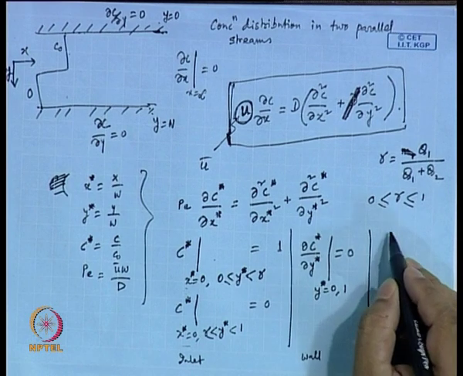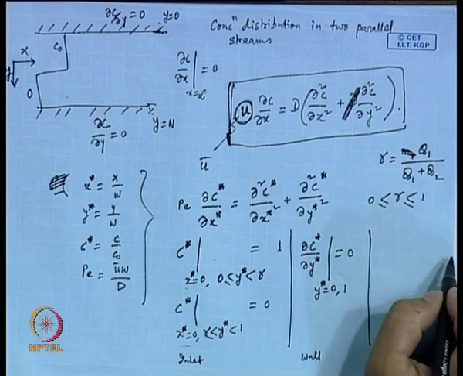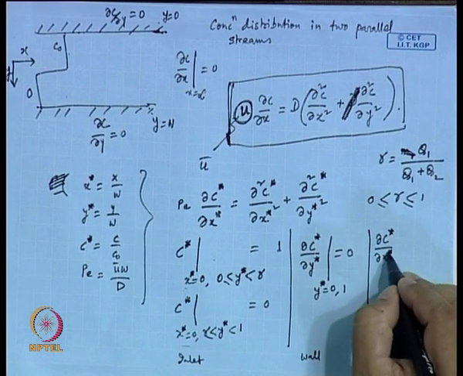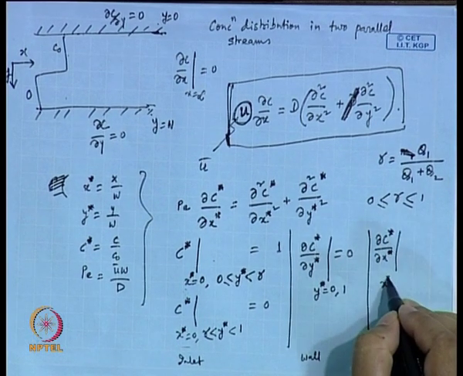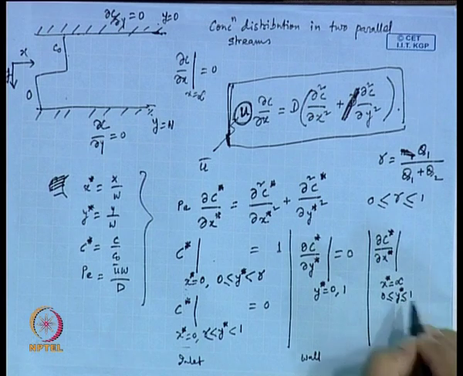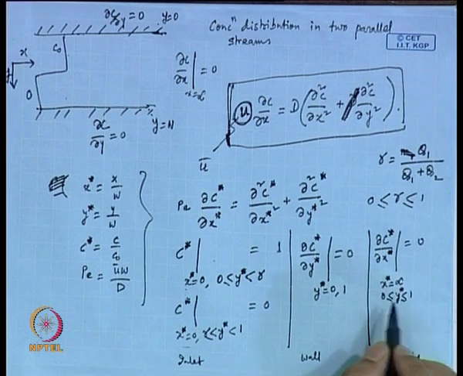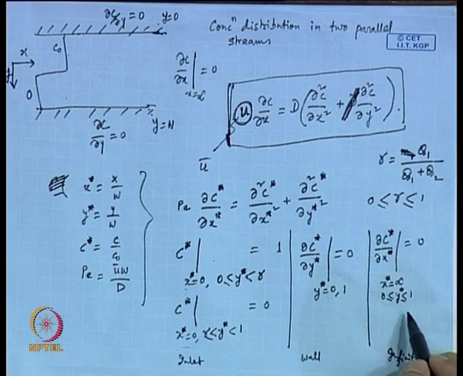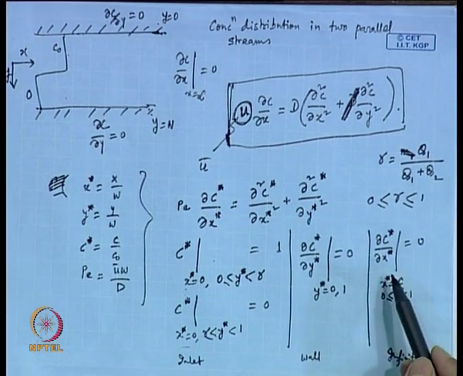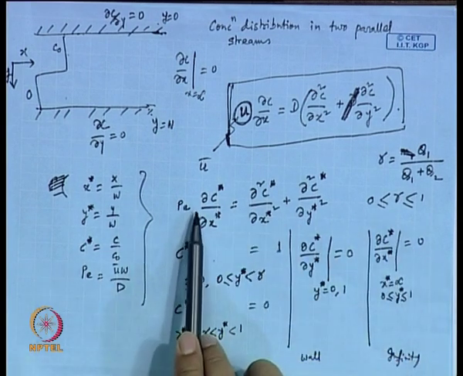Then other condition is at infinity. There you have del C star del x star at x star equal to infinity, 0 less or equal to y star less or equal to 1, this is equal to 0. So, by the time the two streams reach infinity, everywhere, whether y is within 0 to gamma or gamma to 1, the concentration is well mixed. So, concentration will stop changing. These are the boundary conditions, and this is the governing equation.